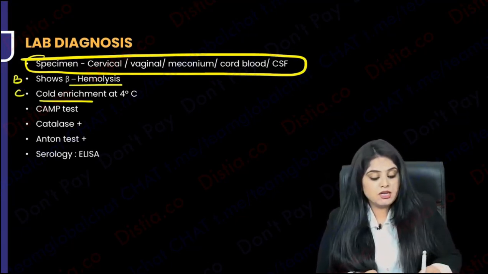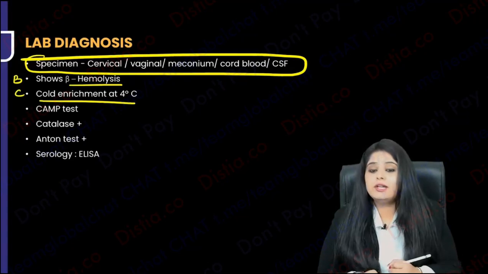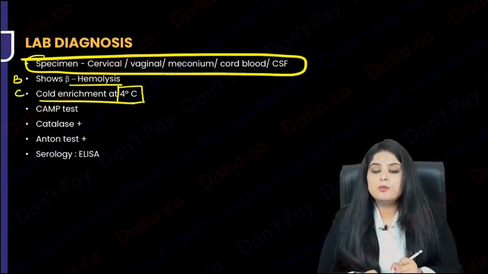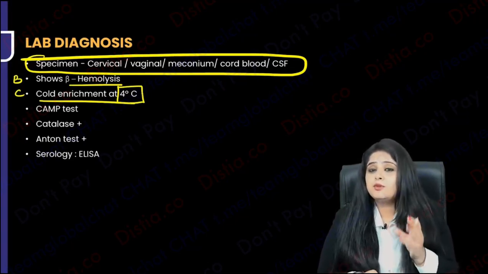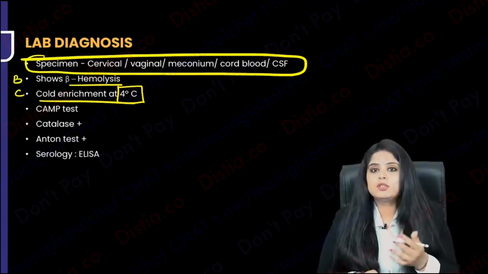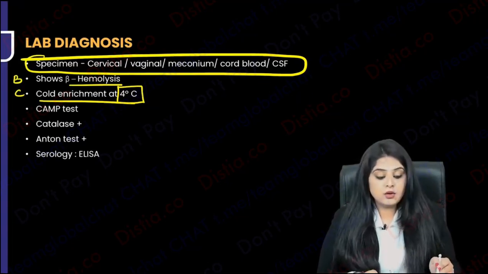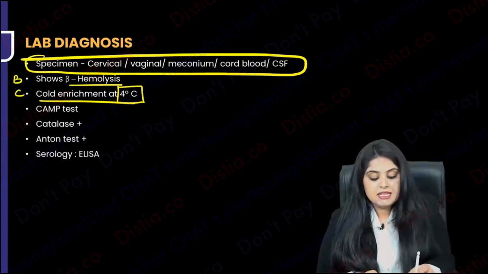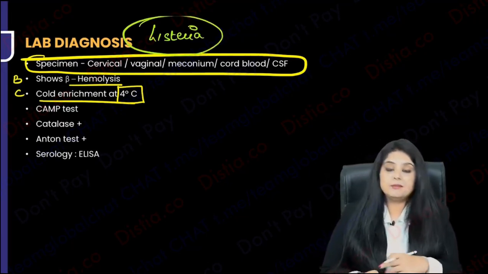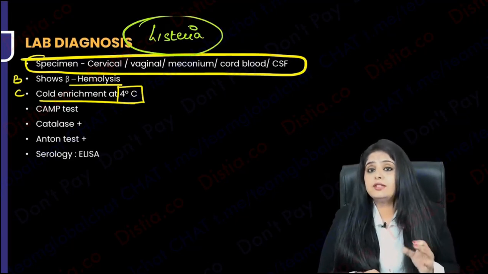Then I told you at what temperature it is going to grow. I told you cold enrichment. It tends to grow at 4 degrees. Let me tell you a story. I don't know how many of you read about it, but a very famous frozen yogurt chain was shut down in America. Frozen yogurt is of course at low temperatures. They found that listeria growth was seen, and they had to shut it down all over America. So this tends to grow at a cold temperature.